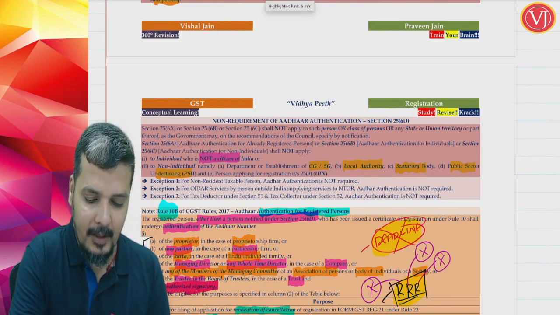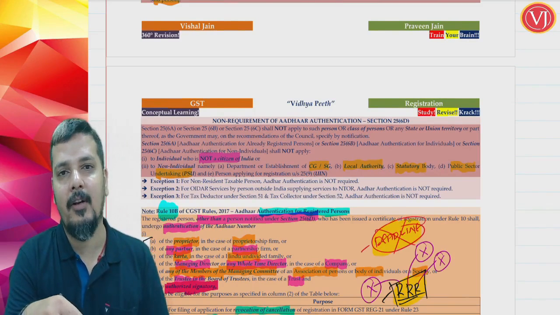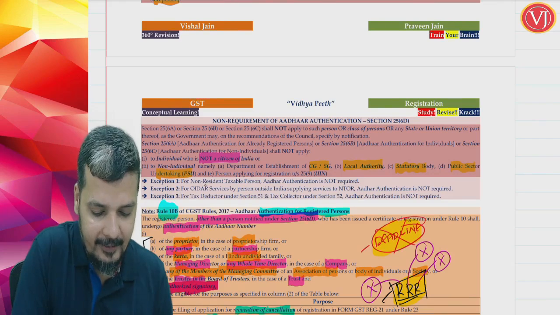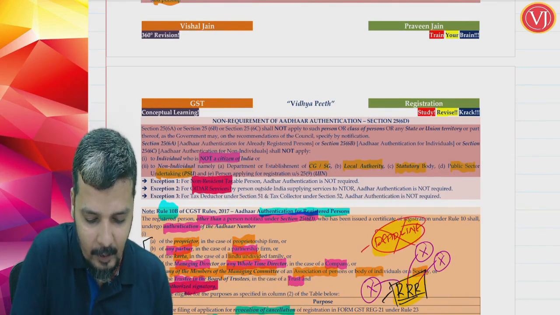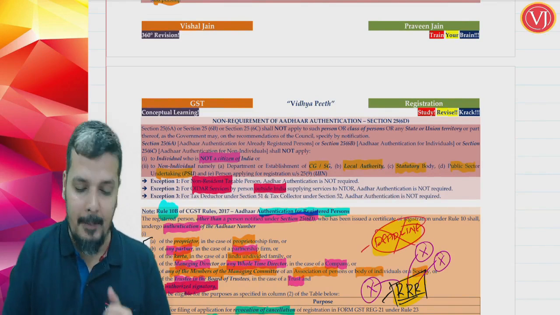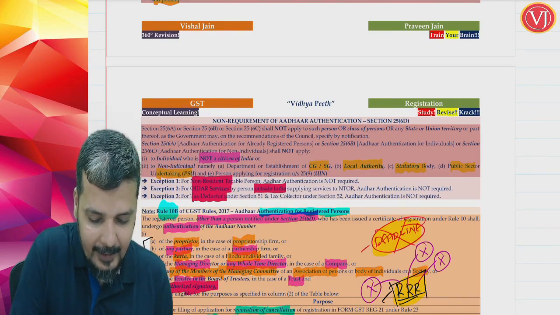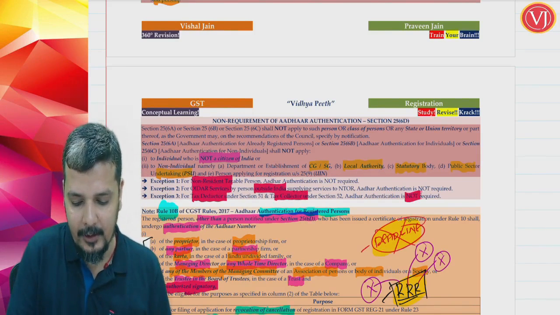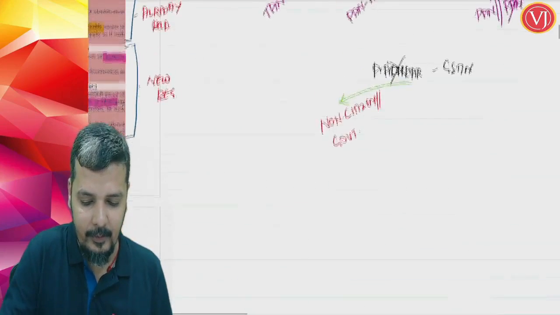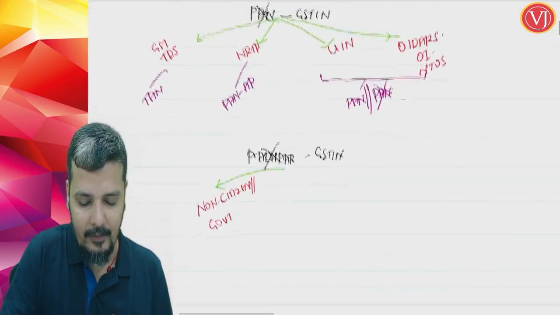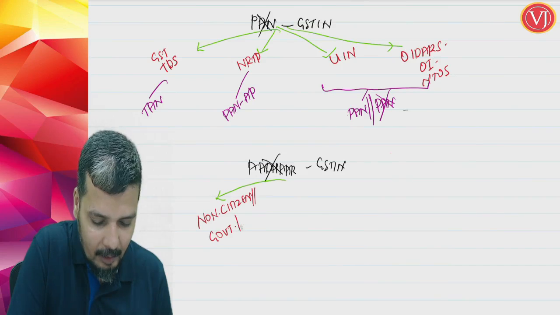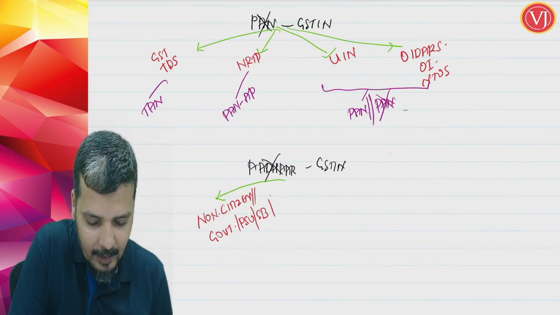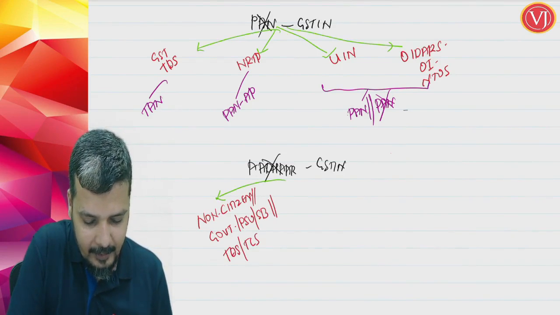The moment I say you're talking about non-citizens, automatically non-resident taxable person comes there. OIDARS comes there because if the supplier is outside India, automatically he is also covered. Apart from that, one more category is covered for TDS and TCS. So the list goes this way: if you are not a citizen of India, or government, that is central government, state government, local authority, or public sector undertaking, or statutory body, not required. Or TDS number and TCS number, it is not required.